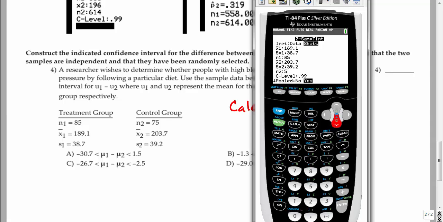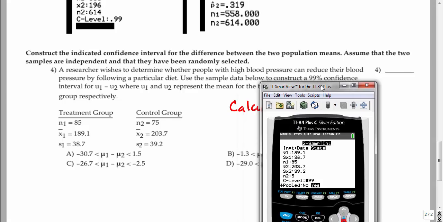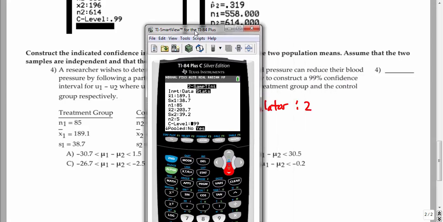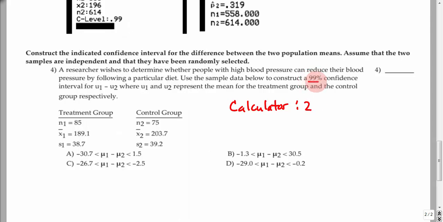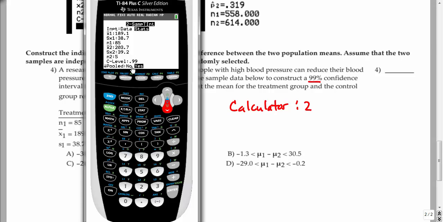Confidence level, I don't know if I noted the confidence level. Here it is, 99% confidence. So again, confidence level is 99%, and that's already listed. Now, whether I pool my standard deviations or use my pooled estimate: if it's not given to me that they're equal, I'll have to assume that they're not equal. So this is 2 sample, I'll make my notes over here, T interval.